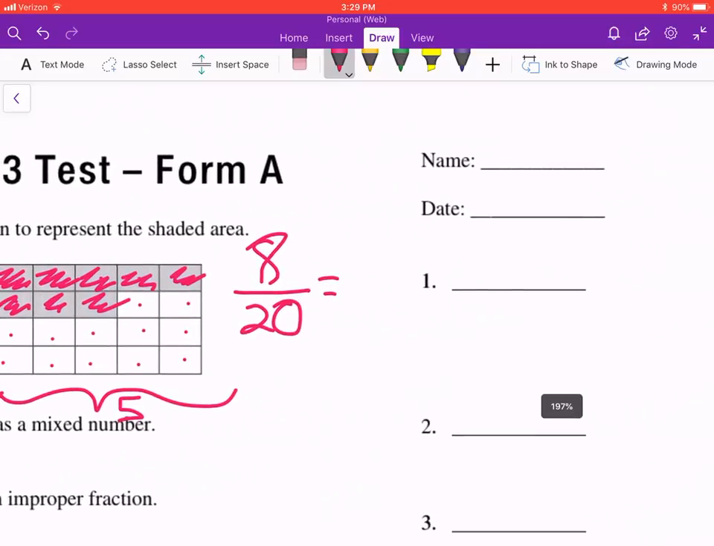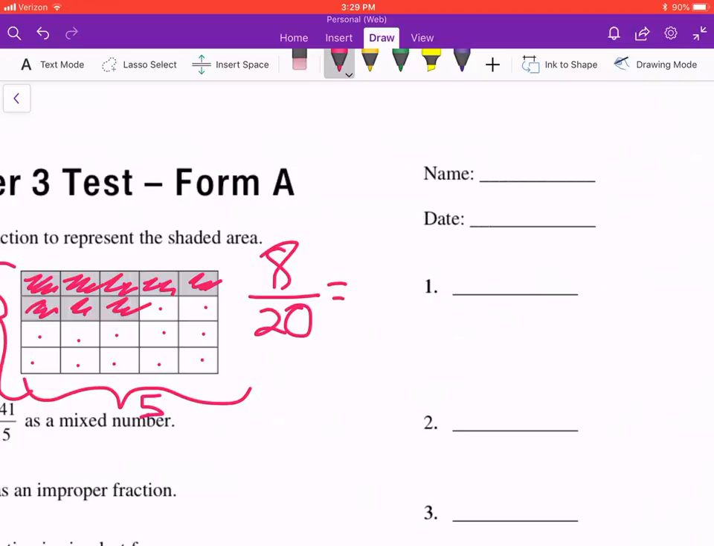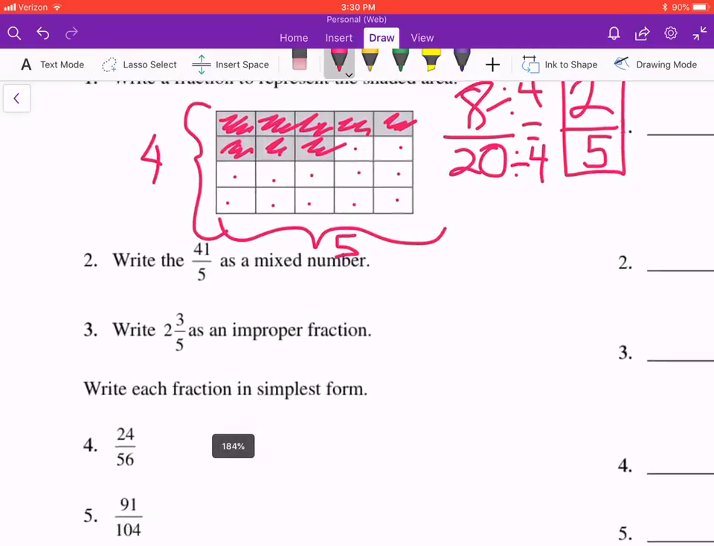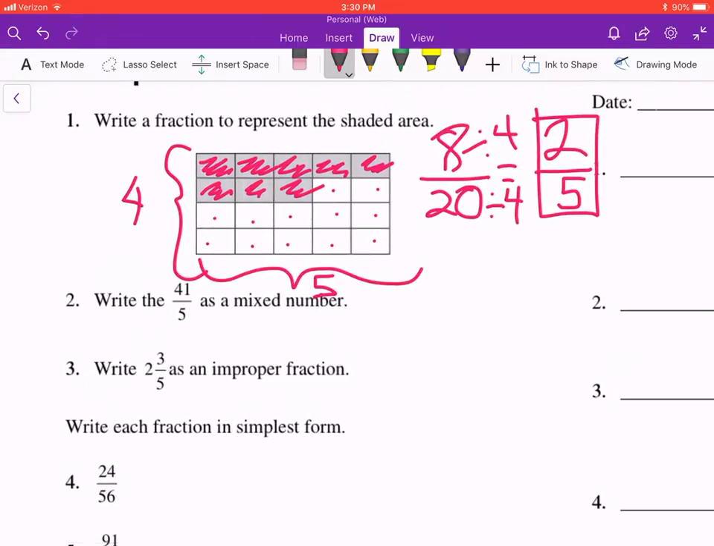Now, if we reduce this fraction, they're both divisible by 4, so we can divide by 4 and we get 2. And here, 20 divided by 4, we get 5. And so that would be the final answer for problem number 1.